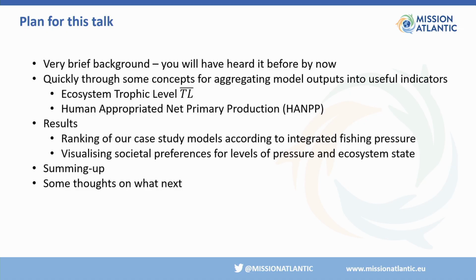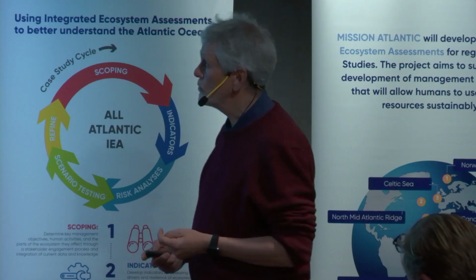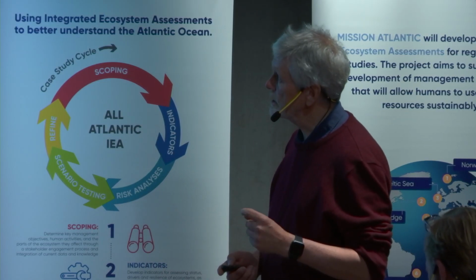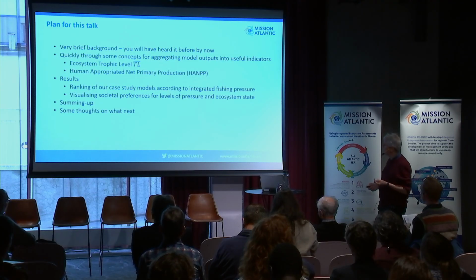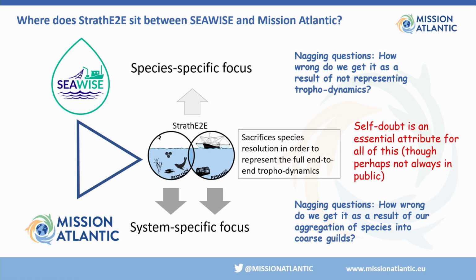I'm going to go into some results. I'm not going to show anything for individual case study regions. I'm going to pull all 8 case study regions together and try and draw some overarching ideas out of all that. Visualize how societal preferences for levels of pressures and ecosystem state might work, and then sum it up and add just a little bit at the end about ideas for how we might take all this forward in the future.